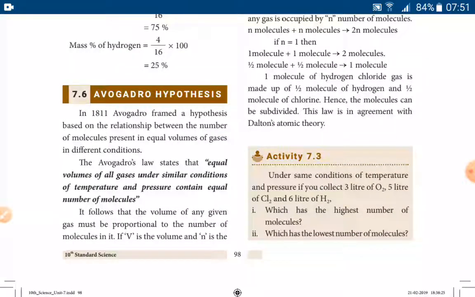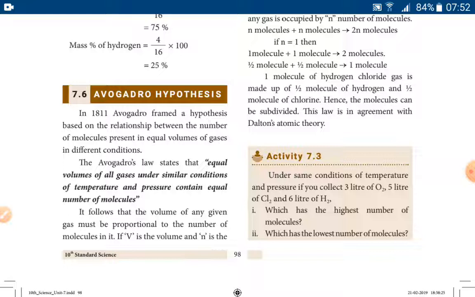Then the next topic is Avogadro hypothesis. In 1811, Avogadro framed a hypothesis based on the relationship between the number of molecules present in equal volumes of gases in different conditions. So this is nothing but the number of molecules present in equal volume of gas. What is the relation? How many molecules are present in equal volumes of gases at different conditions? So the law is: equal volume of all gases under similar conditions of temperature and pressure contain equal number of molecules.